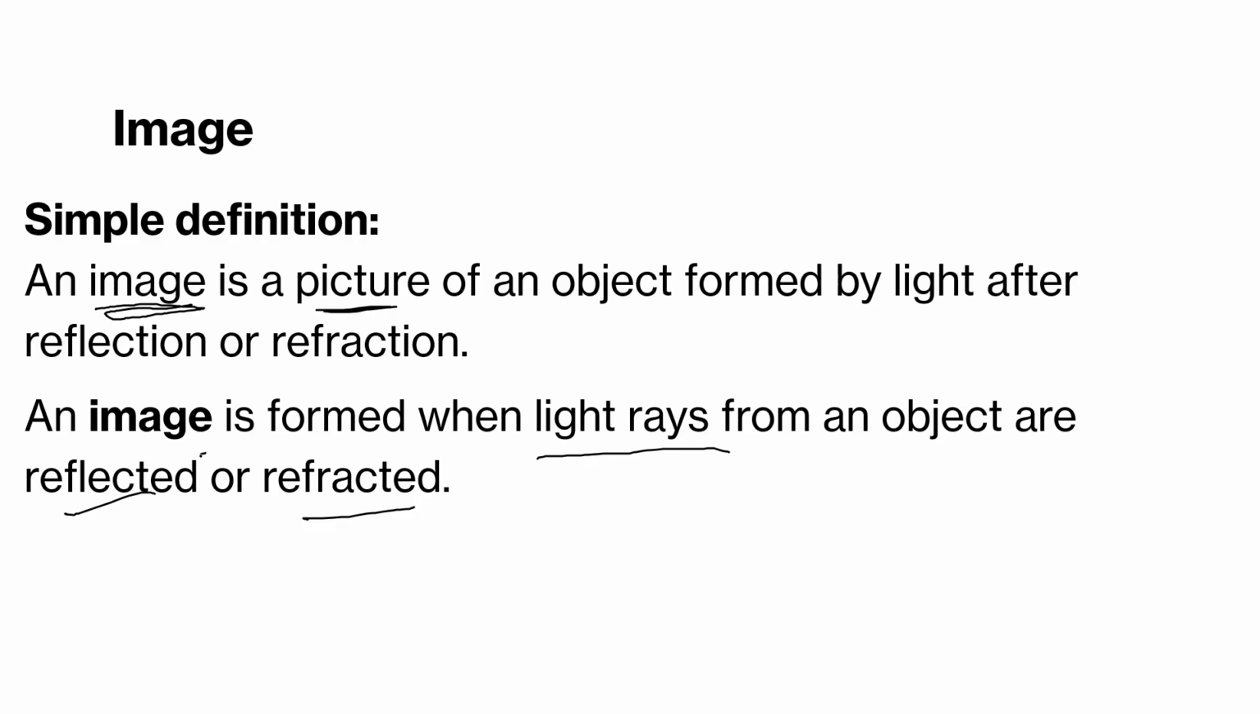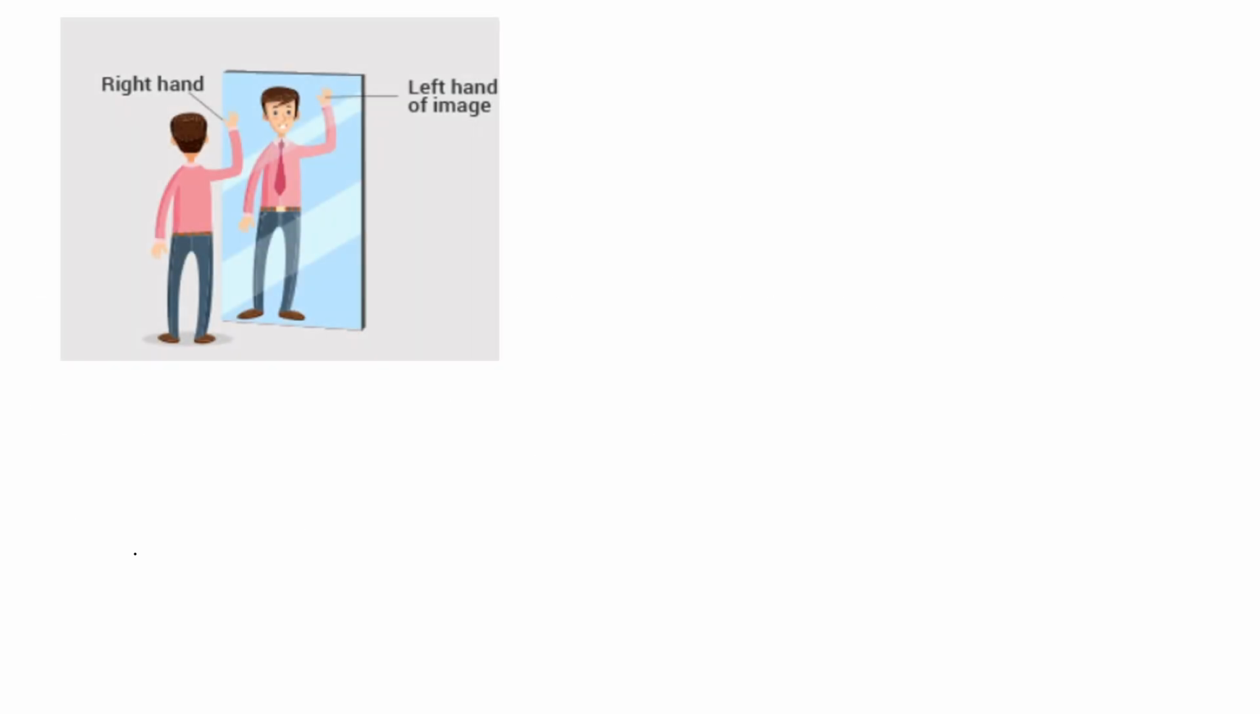Here you can see a plain mirror and a boy standing in front of it, and he sees himself in the mirror. This is the picture that he sees, and this picture is what we call an image. Images can be formed by different types of mirror. The plain mirror is quite familiar to you.